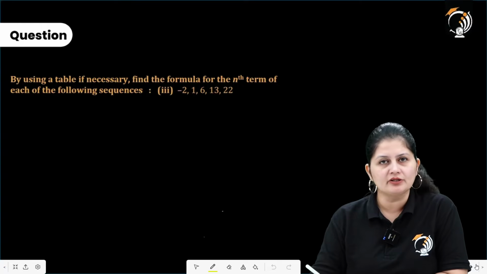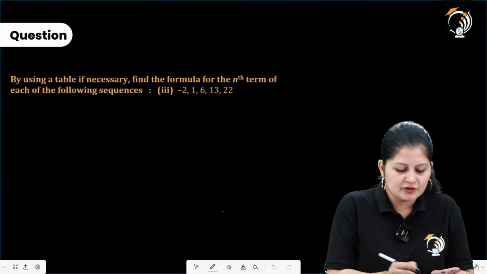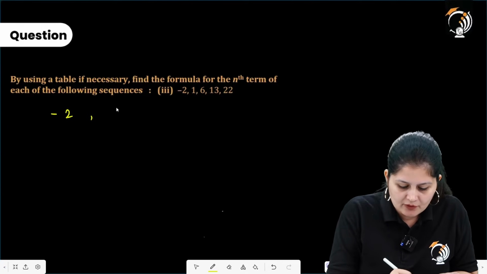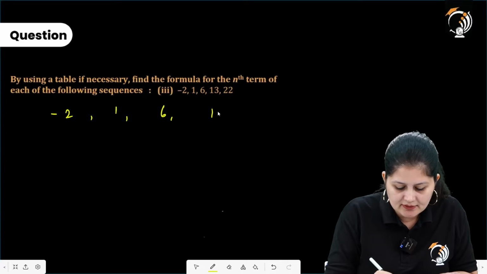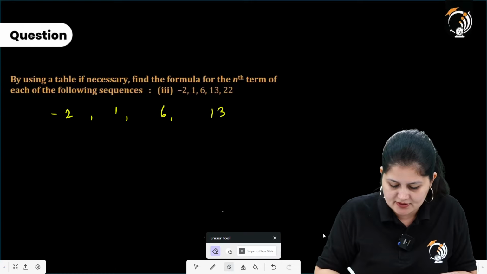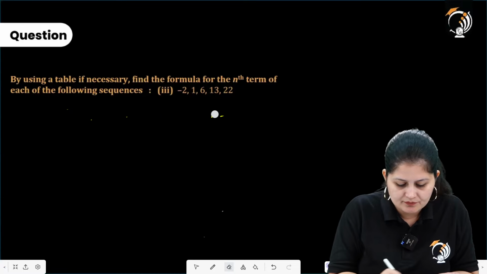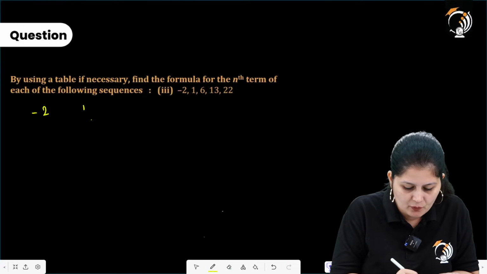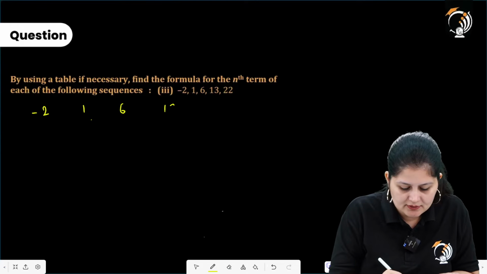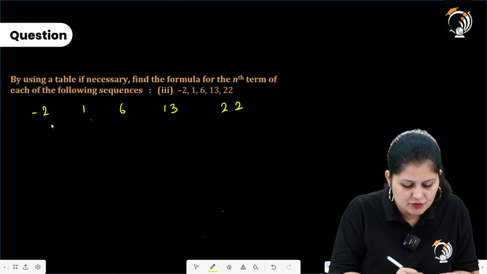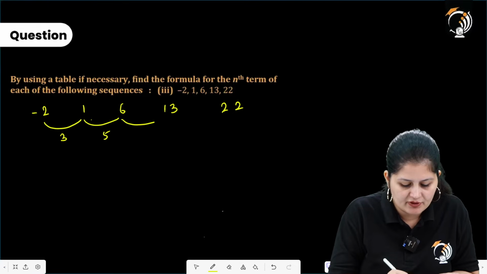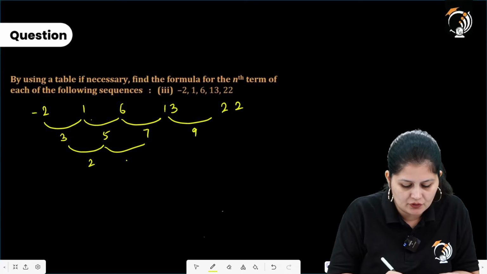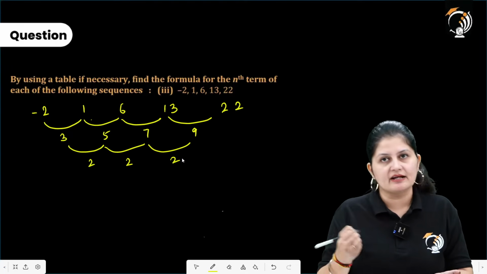Further, if I talk about the third example that we can see, this is minus 2, 1, 6, 13. Let me just write it in less space so that we'll have space to solve the question. So minus 2, 1, 6, 13, 22. Here if I talk about the common difference, it is 3. Here it is 5. Here it is 7. Here it is 9. So again 2, 2, 2. Clearly the second difference is constant.